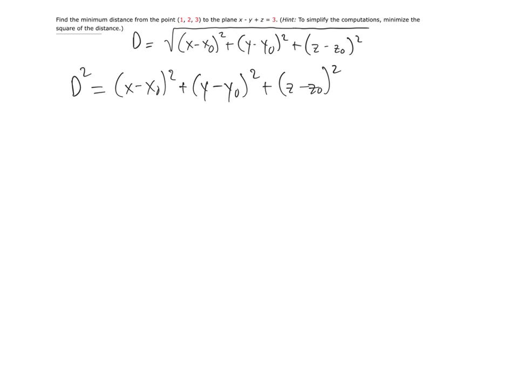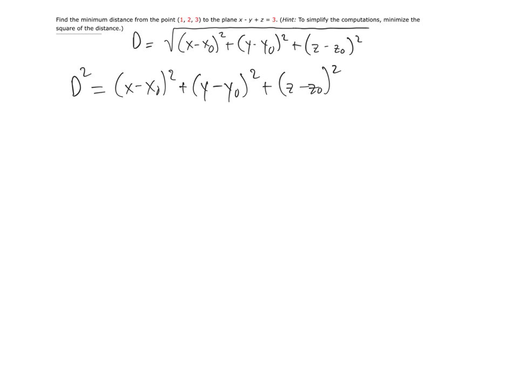Alright, for this question, it asks you to find the minimum distance from the point (1, 2, 3) to the plane x - y + z = 3. They give you a hint to minimize the computations by squaring up the formula. So if you have the distance squared, you would get (x - x0)^2 + (y - y0)^2 + (z - z0)^2.